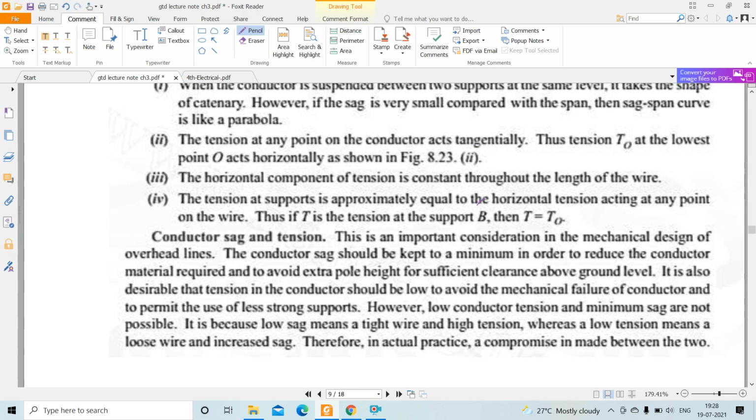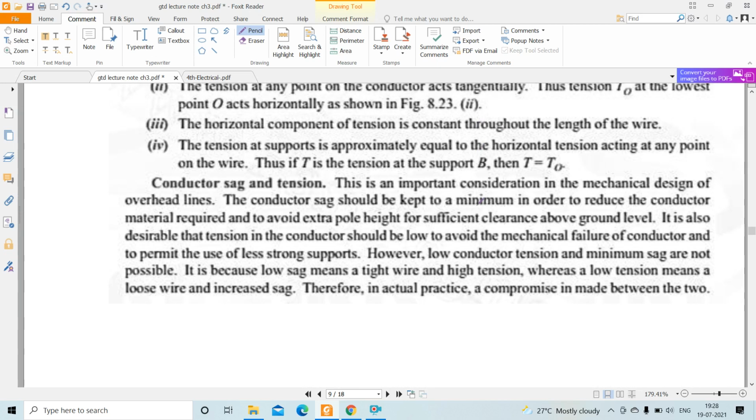Now we will discuss conductor sag and tension. It is a very important consideration in the mechanical design of overhead lines. The conductor sag should be kept to a minimum in order to reduce the conductor material required and to avoid extra pole height for sufficient clearance above the ground level. It is also desirable that the tension in the conductor should be low to avoid mechanical failure of the conductor and to permit the use of less strong supports.